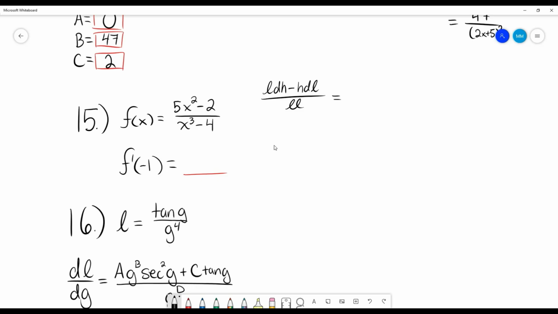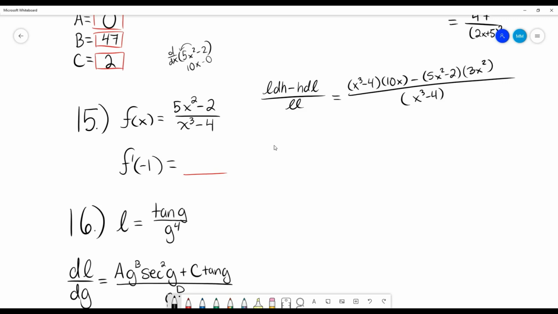So in that case, that's going to be our low, which is x cubed minus 4 times the derivative of our top, which is 5x squared minus 2. Well, I know with my product rule, I'm going to put that in front, so it's a 10x minus 0, so 10x, then minus my high term, times the derivative of my bottom, which is going to be a 3x squared in this case, over x cubed minus 4 squared.